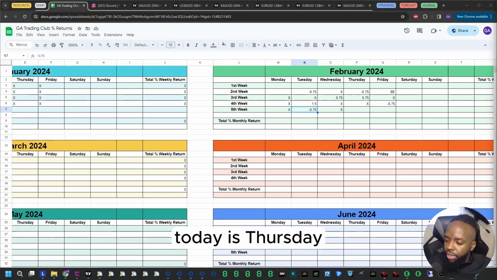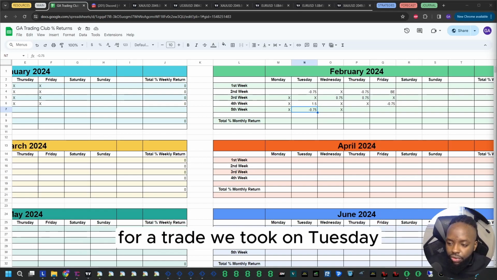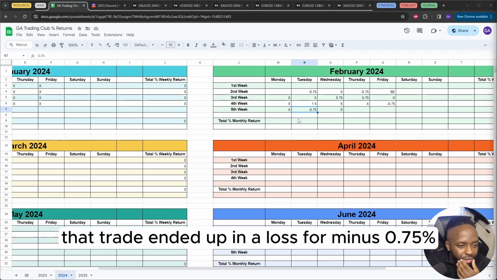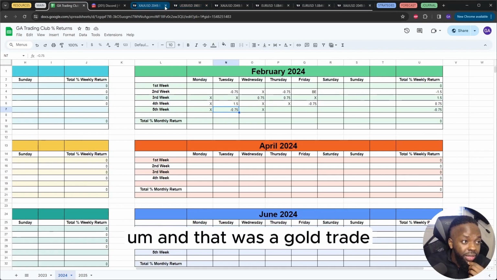What's up, traders? Today is Thursday, February 29th, and we'll be doing analysis for a trade we took on Tuesday, February 27th. As you can see, that trade ended up in a loss for minus 0.75%. And that was a gold trade.